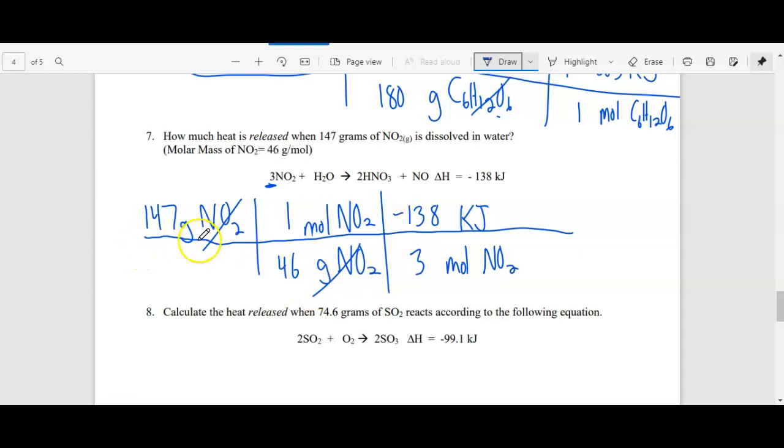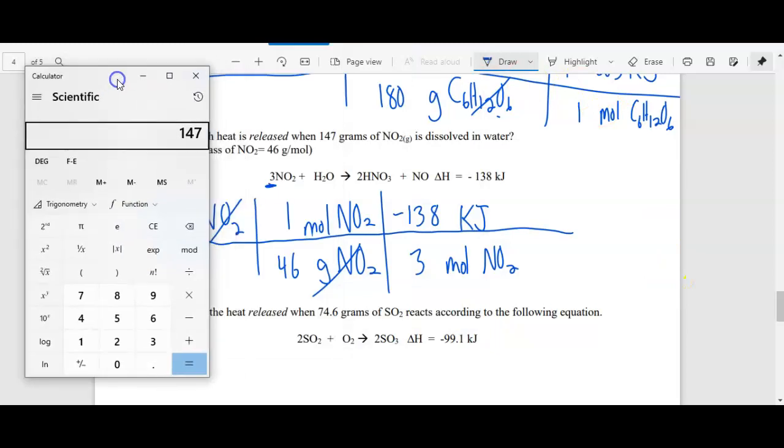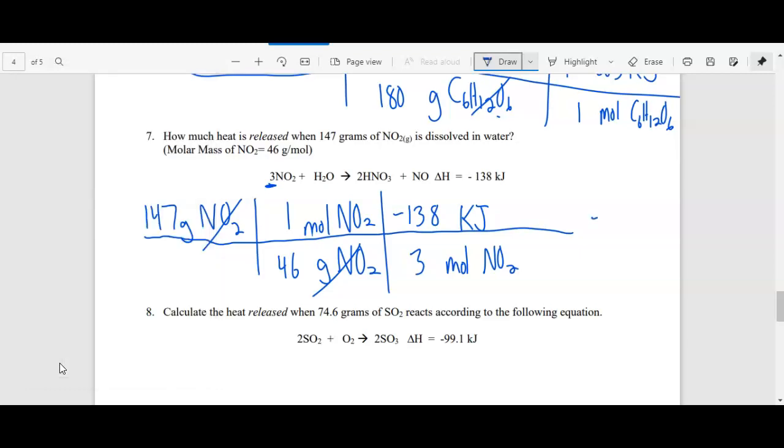So now what we can do is multiply the top, divide by the bottom. We can figure out our answer here. 147 times 1 times negative 138, divided by 46, divided by 3. And then we get our answer here: negative 147 kilojoules. That's negative because we're releasing heat.